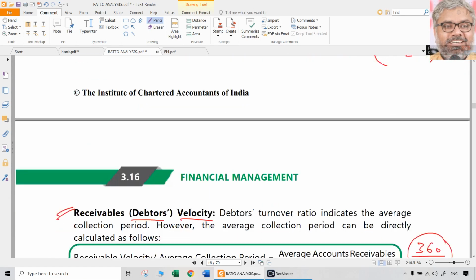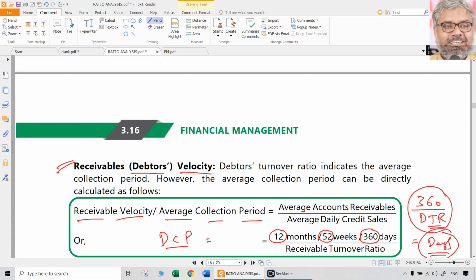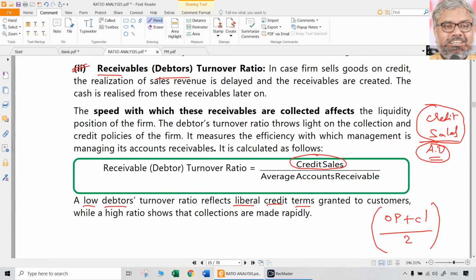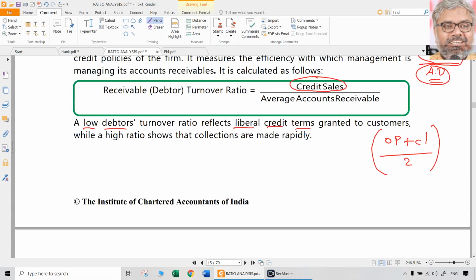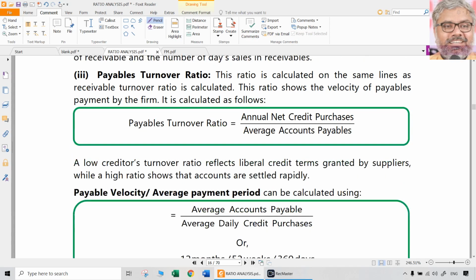What is that? 360 divided by debtors turnover ratio. That is better. For that purpose, you have to first compute debtors turnover ratio. You know the formula for that. Net credit sales divided by average debtors. Net means here after sales returns and all these things are reduced. Net credit sales divided by average debtors gives debtors turnover ratio. 360 divided by that will give debtors velocity. That is the number of days within which on an average you are able to collect your receivables. That's the other sub component of working capital turnover ratio.